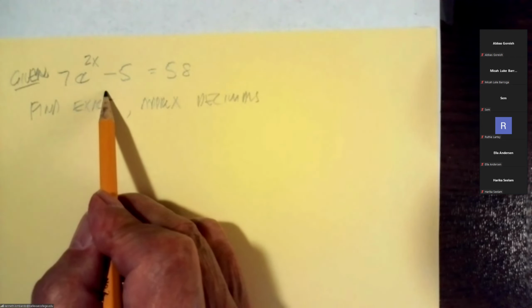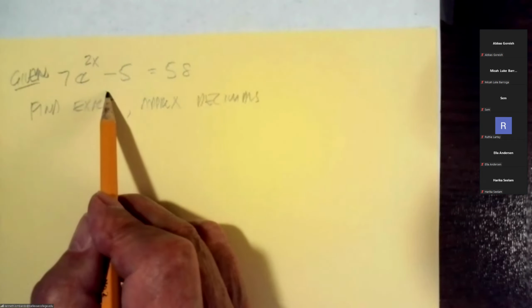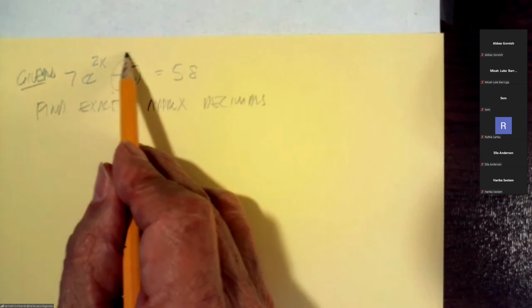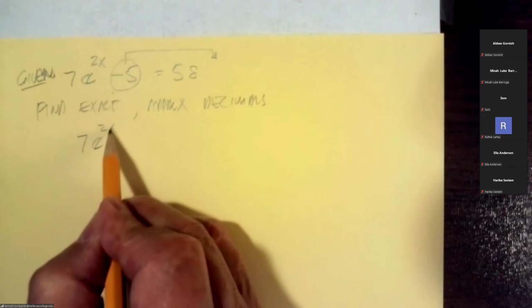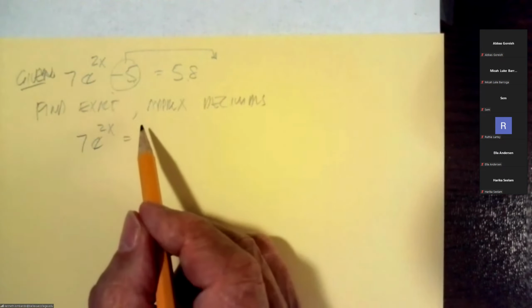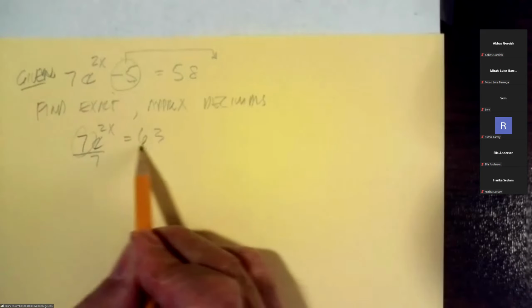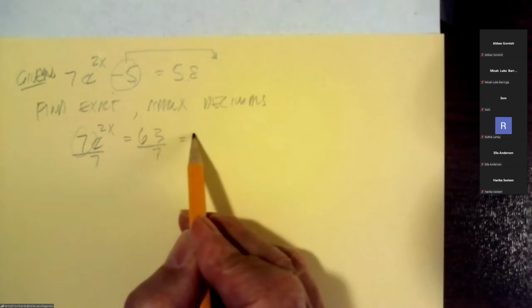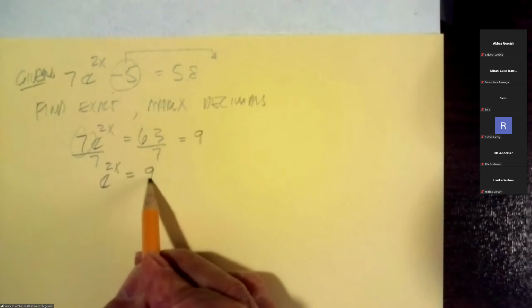Okay. So if that's the case, the question is, are we able to solve this, and do we have a methodology that we can use to solve it? And we might say, well, how about we start separating this thing, take this 5 and move it to the other side. So we'd say, well, 7e to the 2x equals 58 plus 5. Looks like that's going to be 63. And I can divide each side by 7. 63 divided by 7, that's 9, isn't it? So that says e to the 2x equals 9.